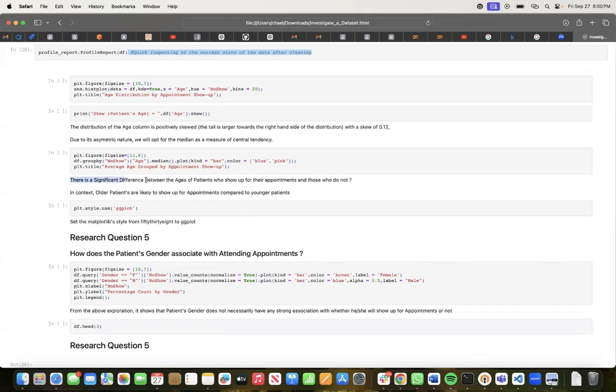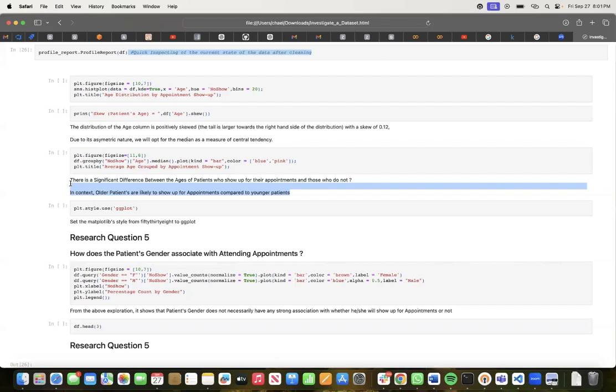There is a significant difference between the ages of patients who show up for the appointment and those who do not. In context, older patients are likely to show up for appointments compared to younger patients. What do you think about this? Isn't that very exciting? It goes against what I've always been talking about. The older patients may not show up, which is not quite true. On the other hand, the younger ones are not showing up and the older ones are showing up.